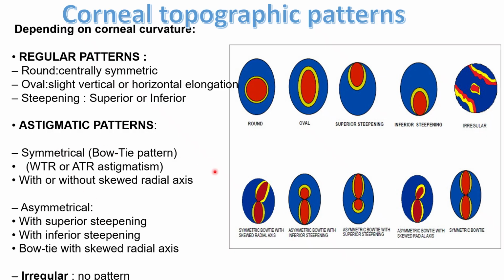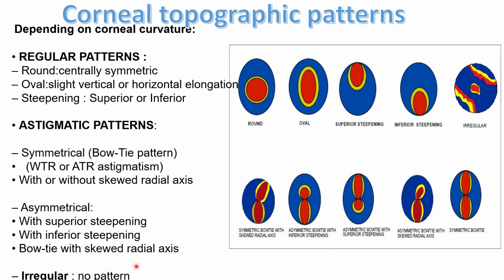In symmetrical patterns we may have the bow tie pattern, like this one, a symmetric bow tie pattern, with or without skewed radial axis. This one is with skewing. Skewing means the two hemimeridians differ by more than 21 degrees. Okay. And in asymmetrical patterns, we have superior steepening and inferior steepening.